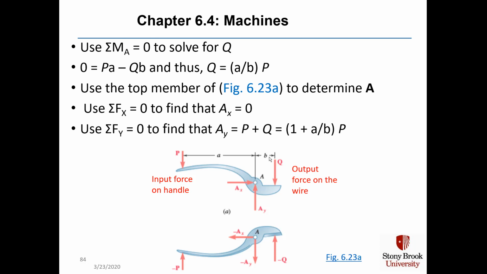We can use the top member to determine force A. When we sum the x forces, we find that Ax equals 0 because there are no external x forces. But summing the y forces, we find that Ay going up is just the sum of P and Q going down, and that's just equal to 1 plus a over b times P.